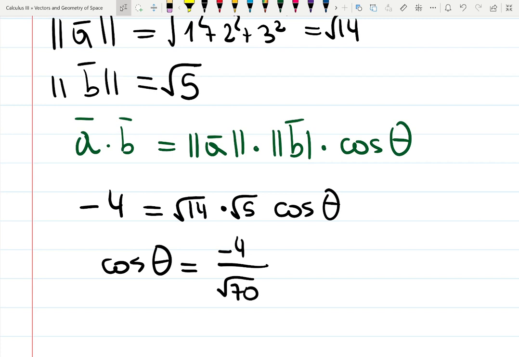Let's apply exactly the inverse of cosine. Remember how to undo cosine? You apply arc cosine or cosine minus 1. That's the same thing. Yes.